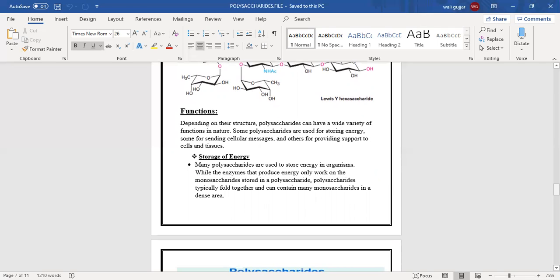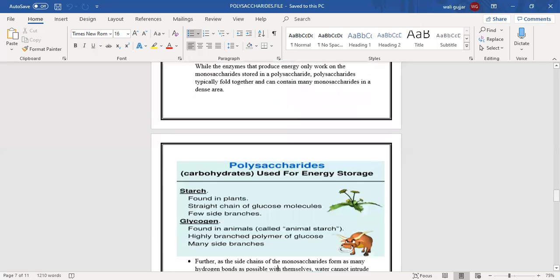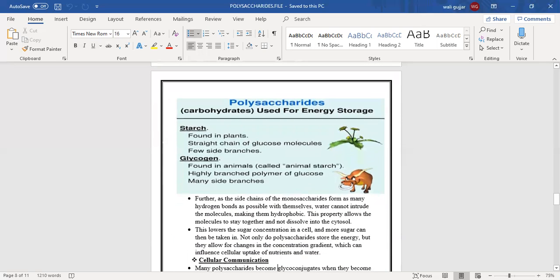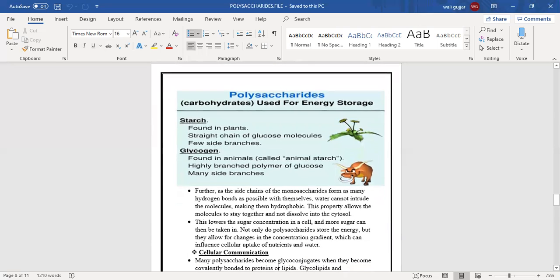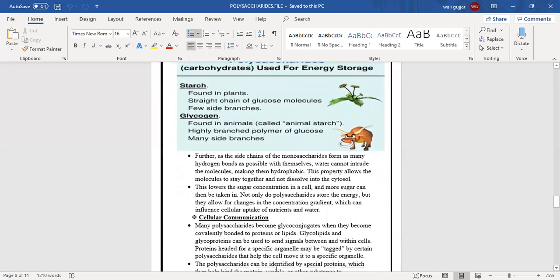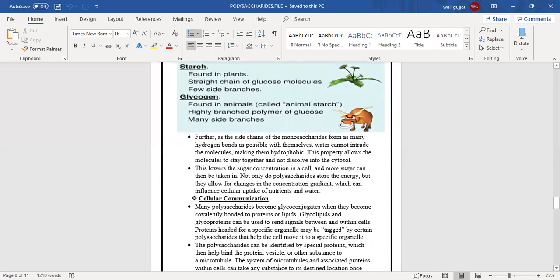Polysaccharides typically fold together and can contain many monosaccharides in a dense area. Further, as the side chains of the monosaccharides form as many hydrogen bonds as possible with themselves, water can't enter the molecules, making them hydrophobic. This property allows the molecules to stay together and not dissolve into the cytosol. So it is one of the main advantages of the polysaccharides in the plants.